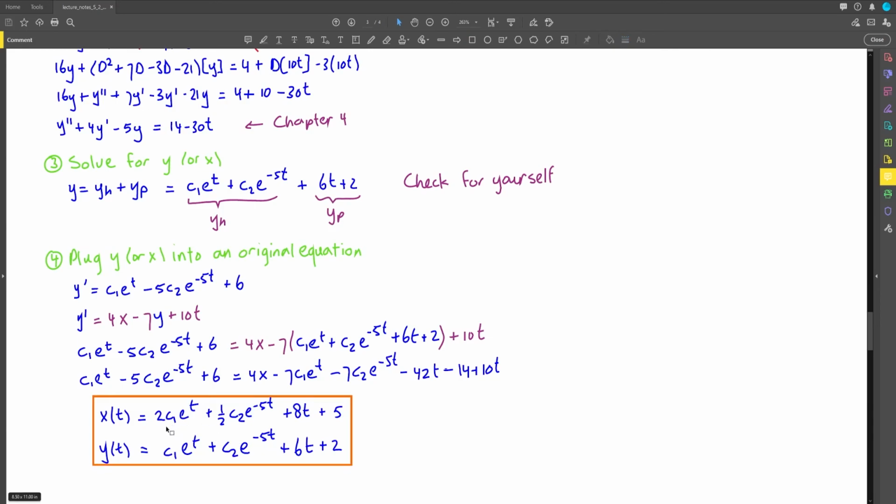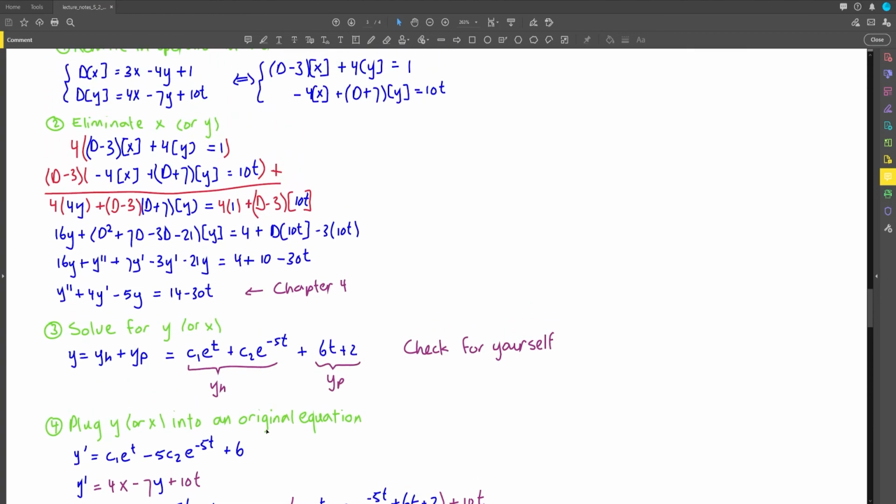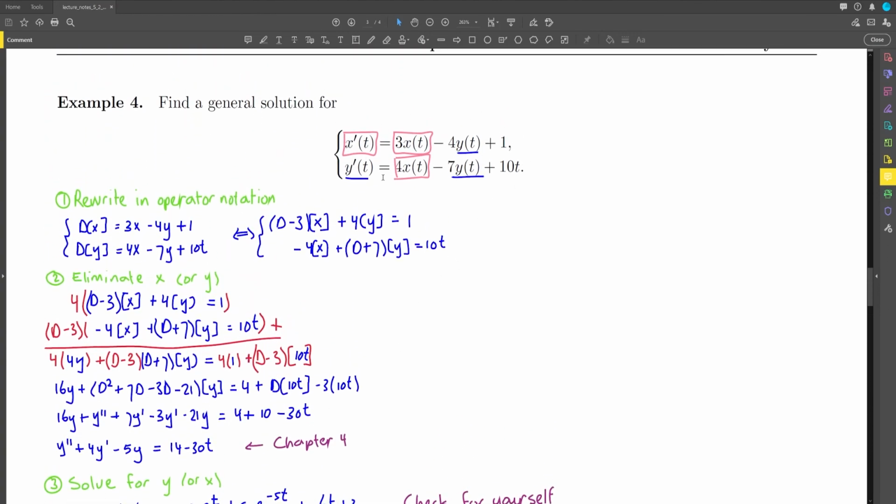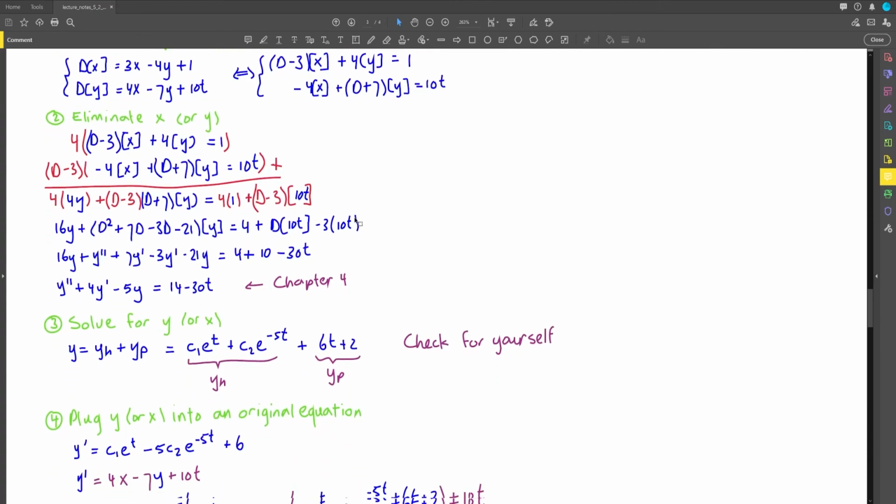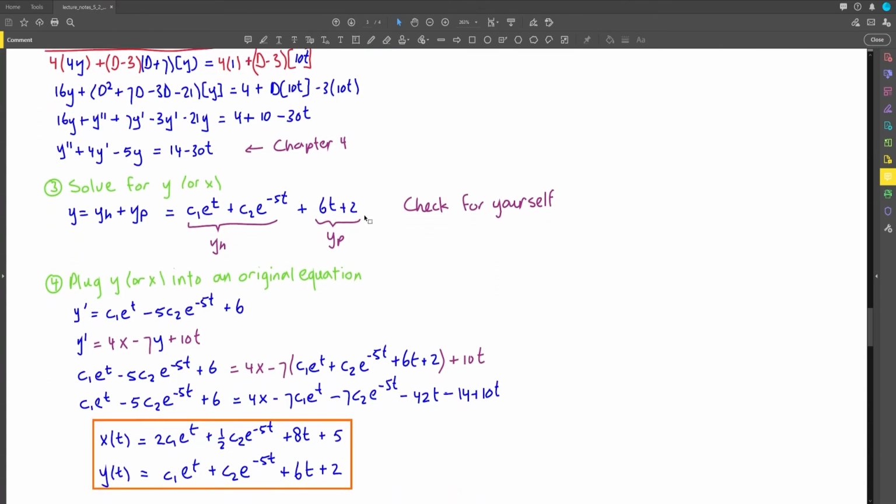Now, we could figure out what c1 and c2 are if we were given initial conditions for this system of differential equations, but they are not given, so a general solution is all that we can do with the given information.